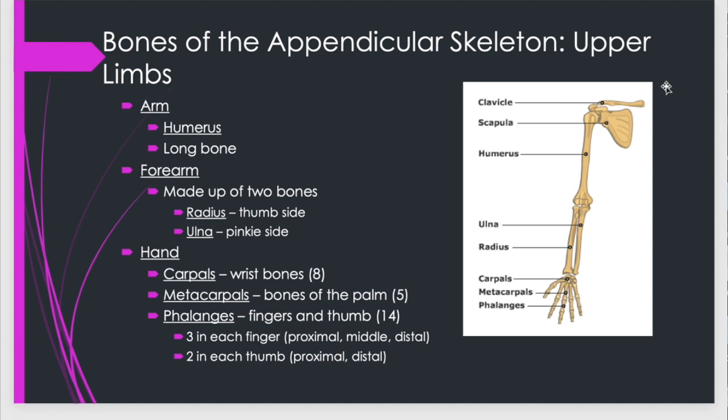And then with your hand, you have your carpals or your wrist bones. There are 8 of them. Your metacarpals are in the palm of your hands. You have 5 of those. And then in your phalanges, which would be your fingers and your thumb, you have 3 phalanges in each finger and then 2 phalanges in your thumb. And the way that they're named are proximal phalange, middle phalange, and distal phalange. Proximal would be the closest to your palm, and then distal would be the part where your fingernails would be.